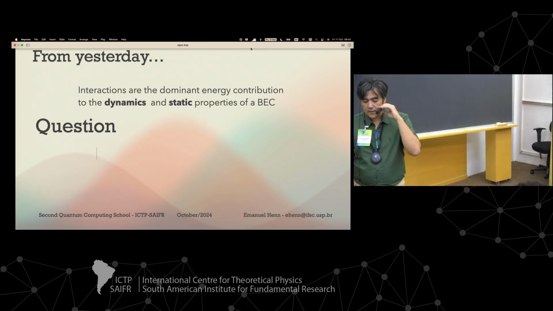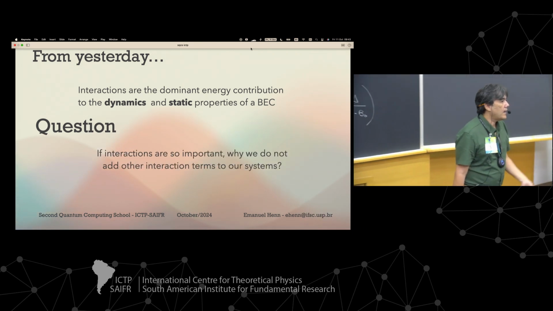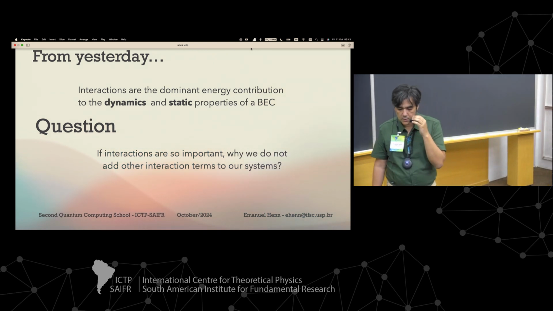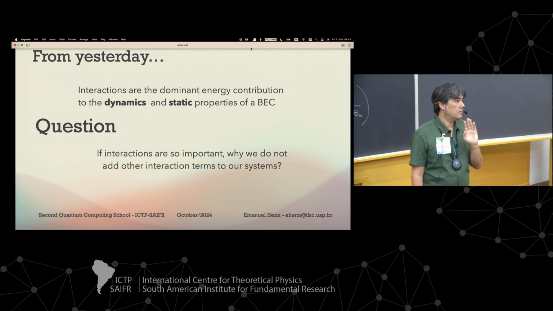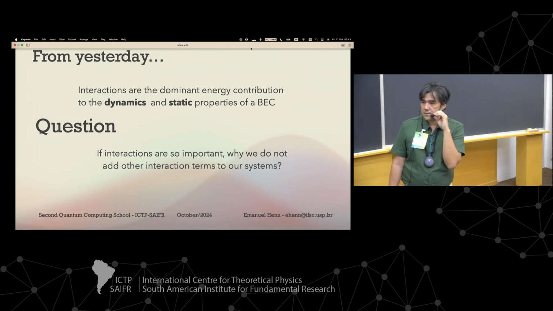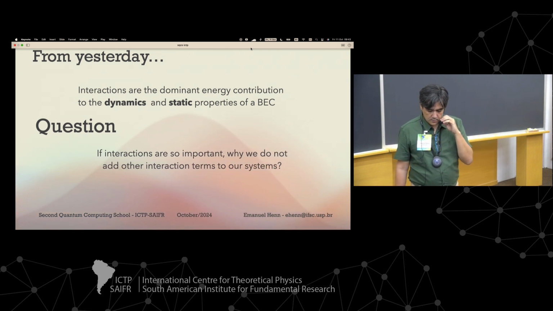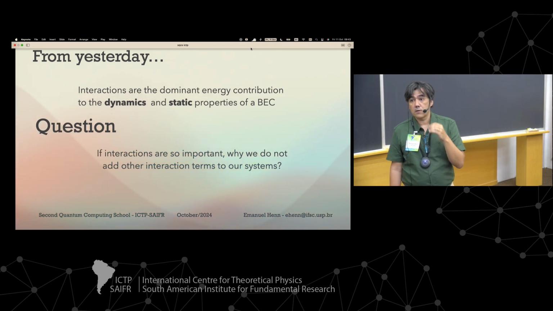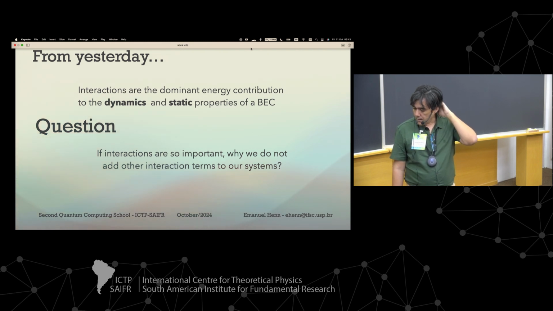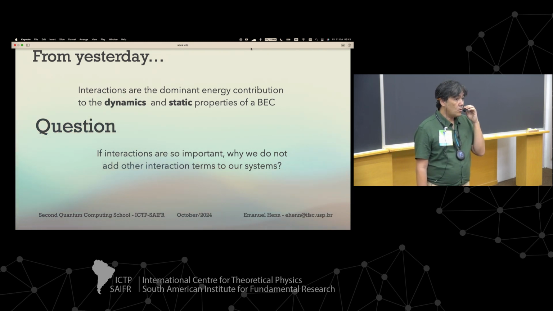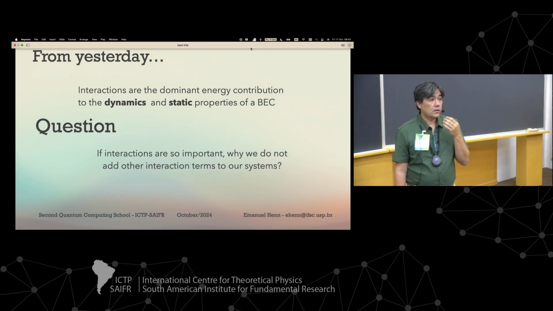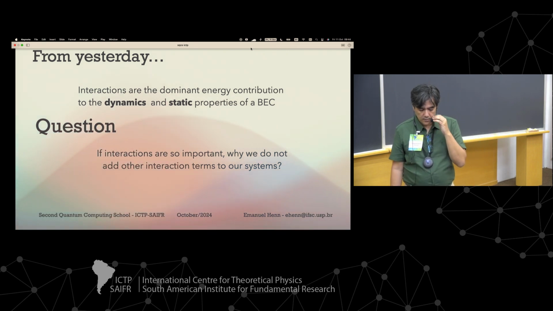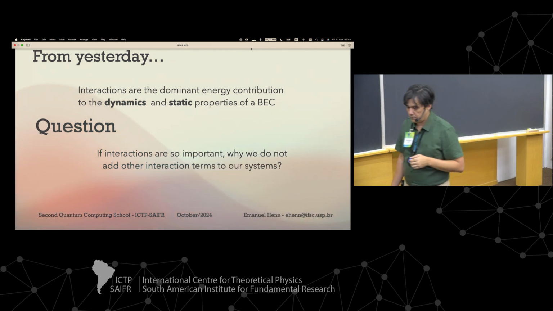So if I have to ask, if interactions are so important, why don't we add other interaction terms? If I have to choose, what interaction term would I choose? So the answer was here like 10 minutes ago, because I told you already that most of the atoms are small magnets. So I can add to this equation dipole-dipole interactions, just like two magnets. And dipole-dipole interactions bring a completely new scenario to our problem.